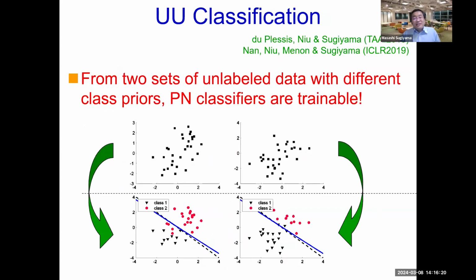Then the next and even more challenging scenario is called UU classification, unlabeled-unlabeled classification. In the case of PU classification, we had positive samples and unlabeled samples. But this is even more unsupervised. We don't have any single label, but we have two separate sets of unlabeled data. Our assumption is that the two unlabeled data sets have different class priors. Like here, we have two unlabeled data sets, and the class priors are different. On the left-hand side, we have maybe 50% positives and 50% negatives, but on the right-hand side, like 80% positives and 20% negatives or something like that. So only the proportions are different. Then only from two unlabeled data sets with different class priors, we can still train a classifier. We can obtain a boundary between two classes. So this is called UU classification. It's actually a natural extension of PU classification.